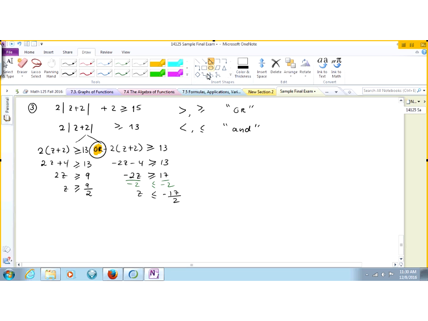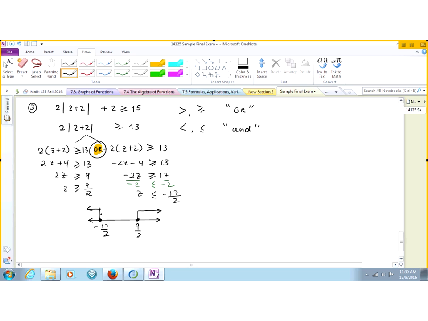Yes. Or, right? So we graph. 9 over 2. Open or closed? Closed. And the arrow points to the right. Good. Negative 17 over 2. Open or closed? Closed. And the arrow points to the left. Okay. Good.